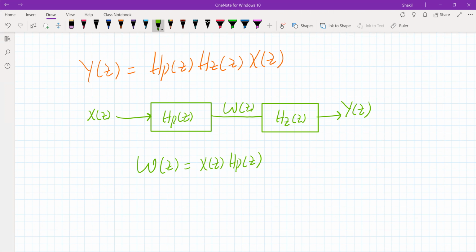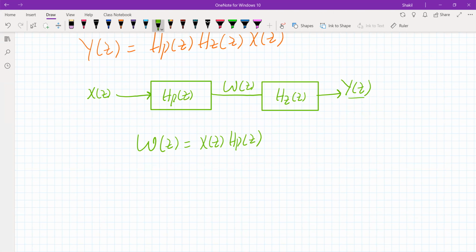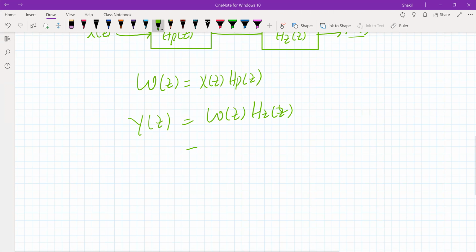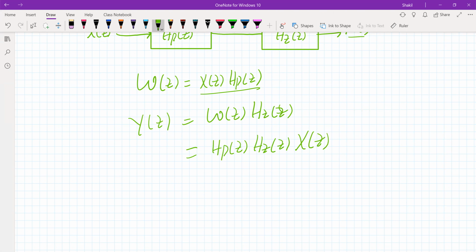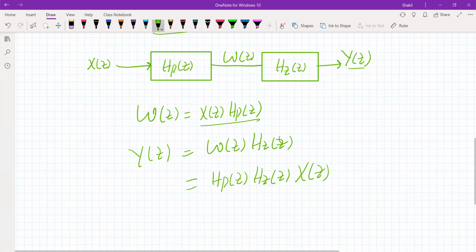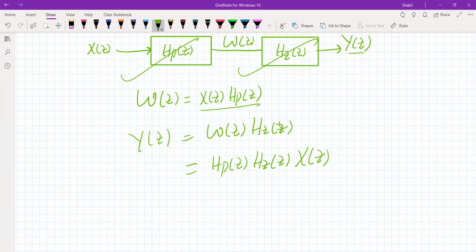Now substituting, what will Y(z) be? Y(z) will be simply the input here, W(z), multiplied by the transfer function of the block, which is H_Z(z). Then substituting W(z) here, we get H_P(z) H_Z(z) X(z). Isn't it the same? So this is that. So first we'll try to realize this.